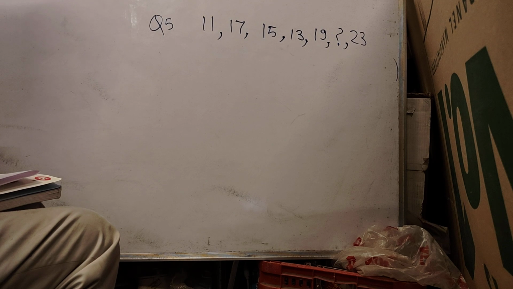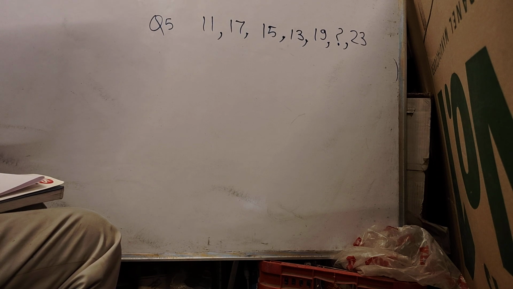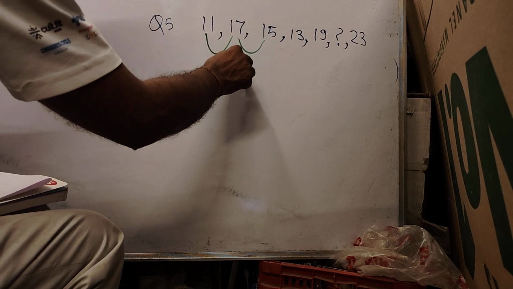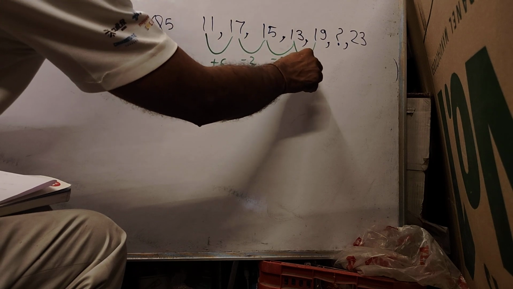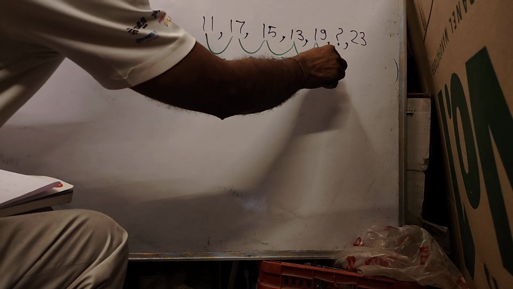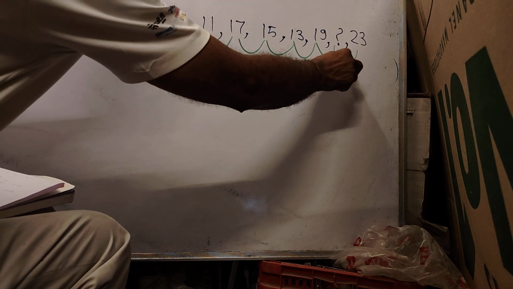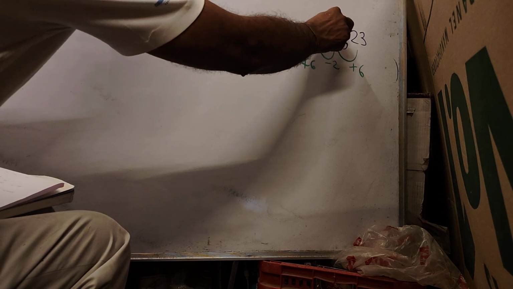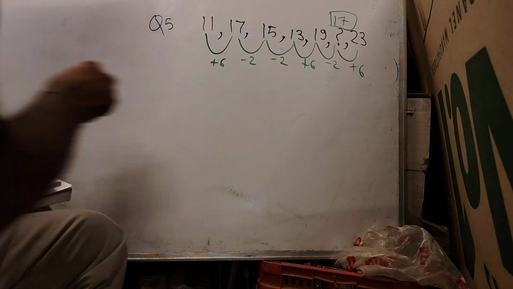Now, can you have an idea in this problem? I can see there's a plus 6, minus 2, minus 2, plus 6, something and something. So there is minus 2, then plus 6. That will also be plus 6. So 17 plus 6 is 23 and 19 minus 2 is 17. So the correct answer is 17 here.